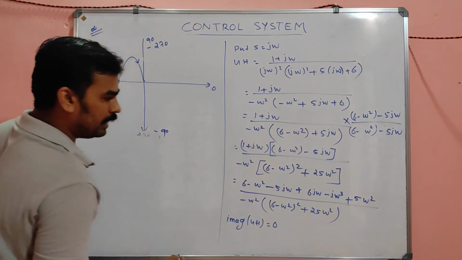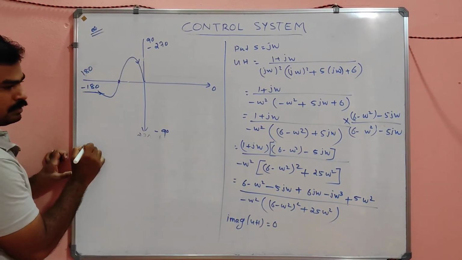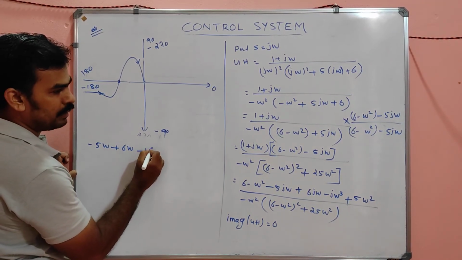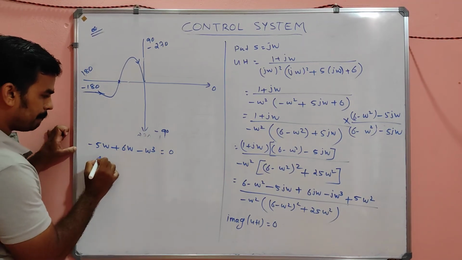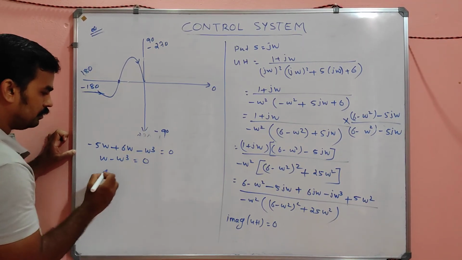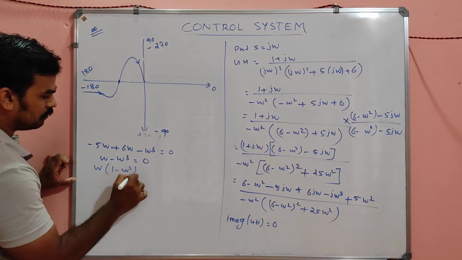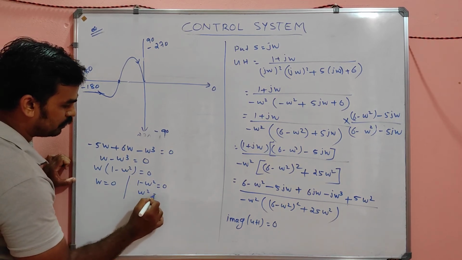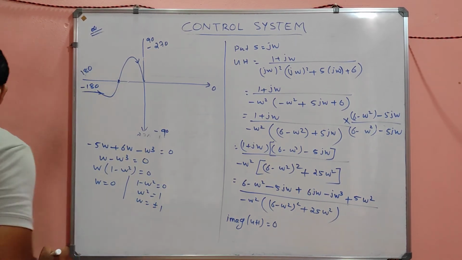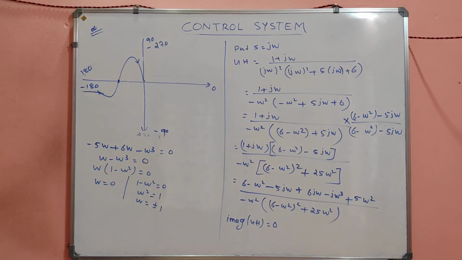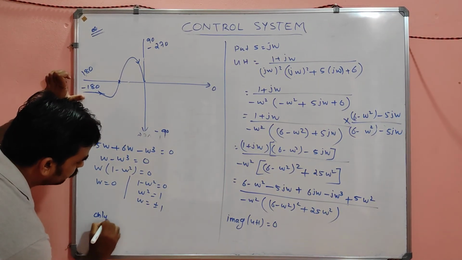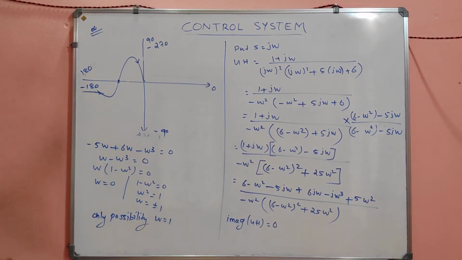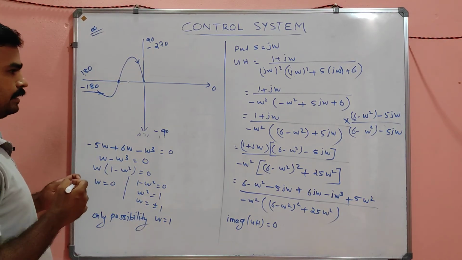Take the imaginary term: minus 5 omega plus 6 omega minus omega cube equal to 0. So simply omega minus omega cube equal to 0, or omega into (1 minus omega square) equal to 0. So omega equal to 0, or omega square equal to 1, omega equal to plus or minus 1. Again the same thing will happen, so the only possibility is omega equal to 1.